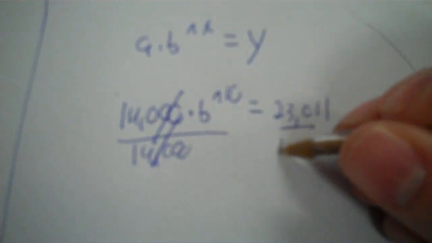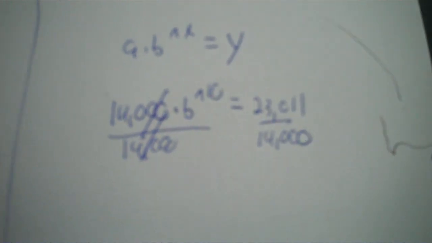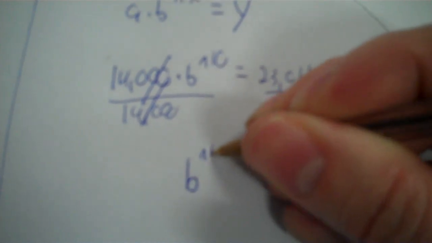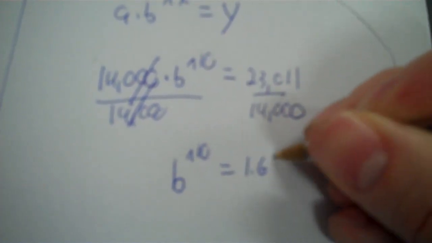You are going to use linear properties, and then you are going to apply a radical of a 10, okay? Linear properties means you just get the b by itself. You divide by the 14,000. The b to the 10th by itself, I should say. So 23,011 divided by 14,000 gives me 1.64. So b to the power of 10 equals 1.64.